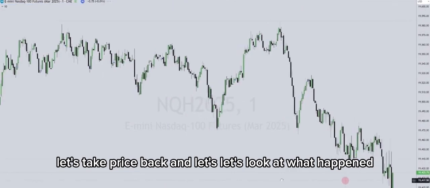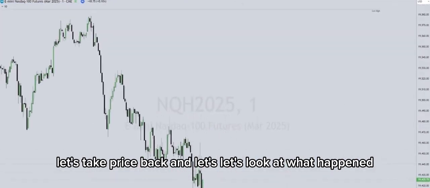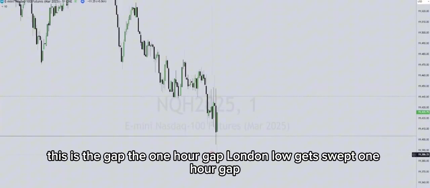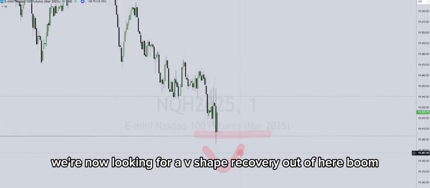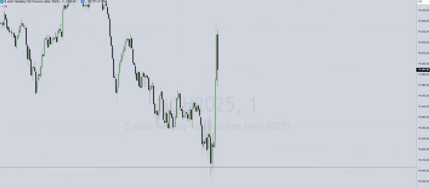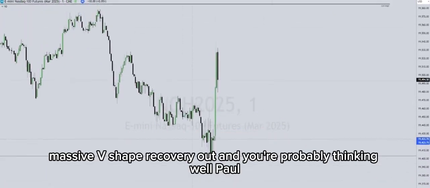Okay, let's take price back and let's look at what happened. So market sweeps into here. This is the gap, the 1 hour gap. London low gets swept, 1 hour gap. We're now looking for a V-shaped recovery out of here. Boom, massive V-shaped recovery out.